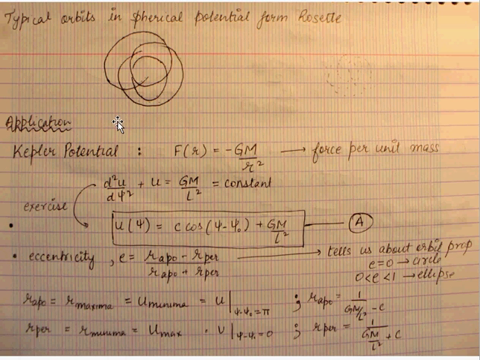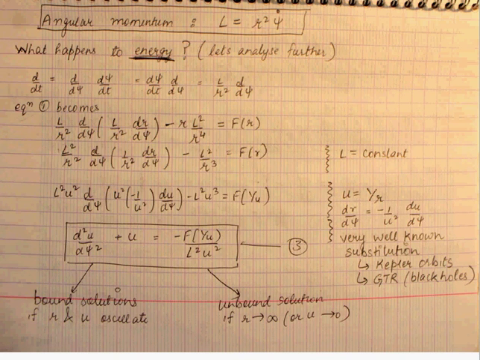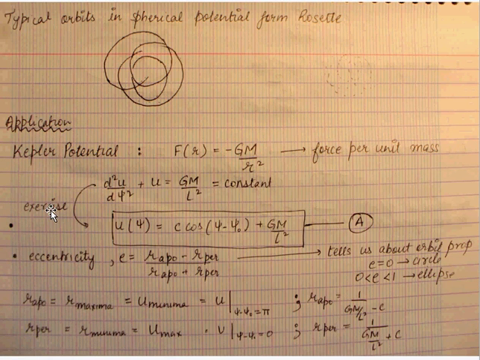Now let's do one application for spherical potential, which is the Kepler potential, the very famous one, where force goes as minus GM over r square. Equation 3 in that case for Kepler becomes this equation over here, right? D square u over d psi square plus u equals GM over L square, where M is the total mass of the system that we are dealing with.